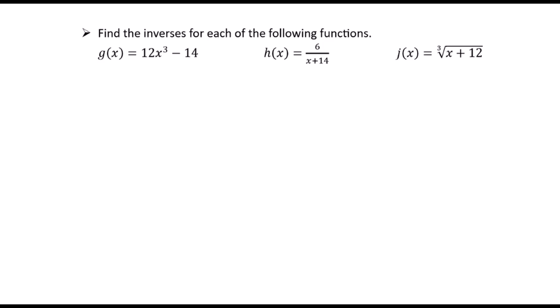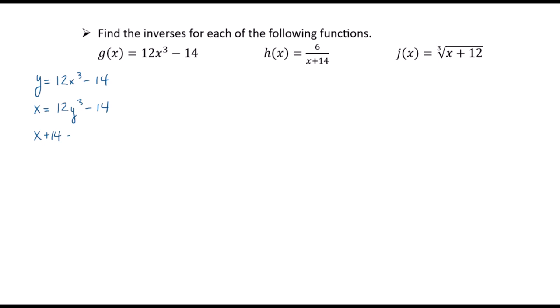So let's follow those instructions to find inverses for each of the following functions. g of x is 12x cubed minus 14. We get rid of the function notation. We switch our x's and y's. x is 12y cubed minus 14, and solve for y.